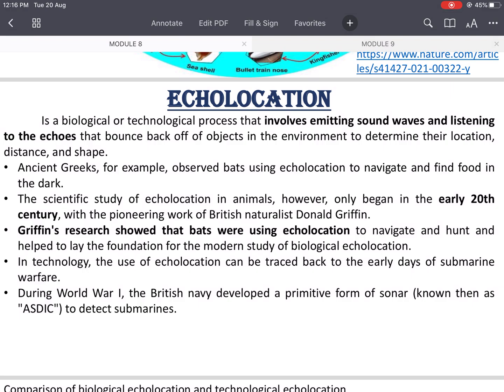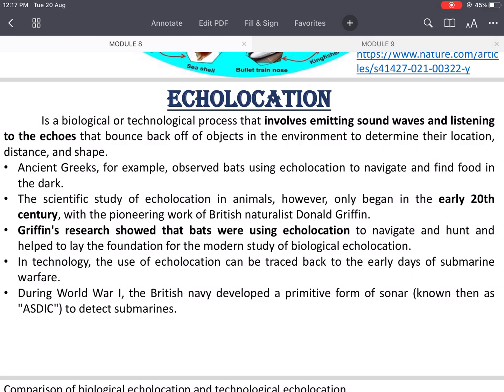So what is echolocation? It is a process involving sending out a sound wave and waiting for the echo. Once an echo is obtained, the location of an object, its distance and shape can be estimated. A simple example is the bat's flight. Research was done in the 20th century to prove that bats fly based on echolocation, and Griffin is the one who proved it. Inspired by this, there were many technological adoptions.